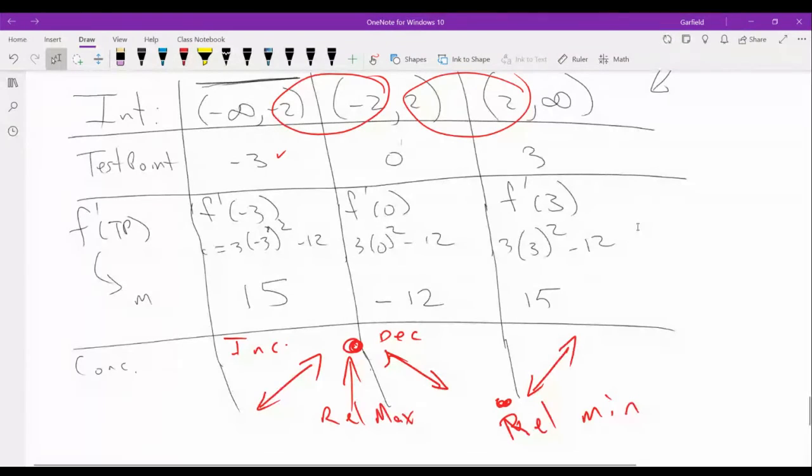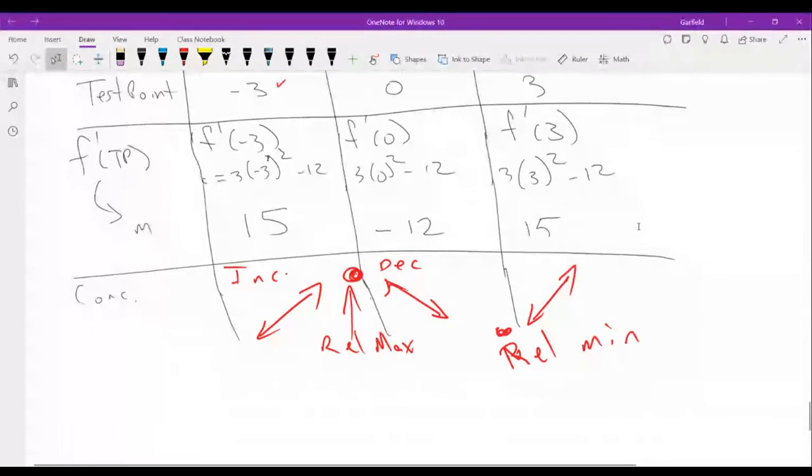We still need to find them. We need to find a y value.